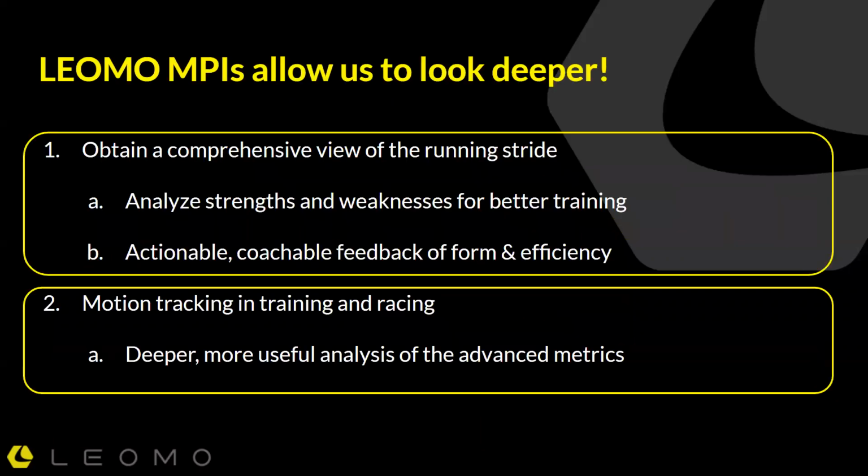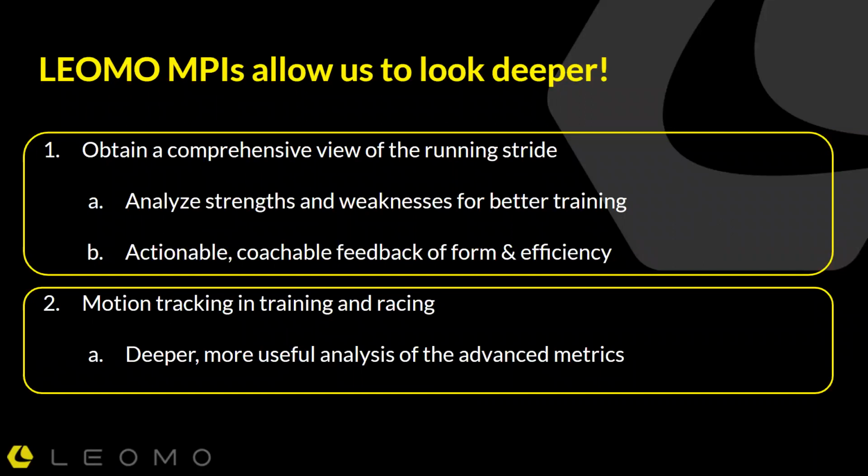Let's start with, well, a brief summary actually. LEOMO MPIs allow us to look deeper. Some of these other metrics that we've had in the past, ground contact time by itself, maybe vertical oscillation by itself, provide useful information for sure, but when they're in isolation, by themselves, we can only get a limited view. It's only so empowering and only so actionable to draw conclusions from what we're seeing in those numbers and turn it into performance improvement.